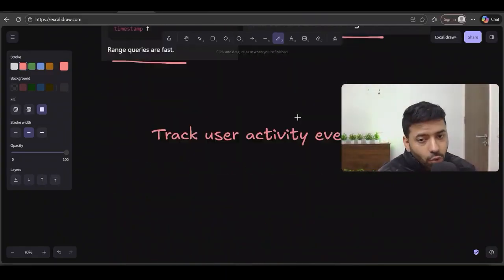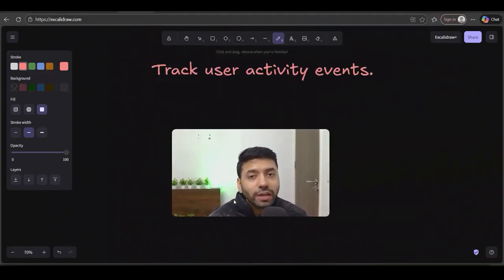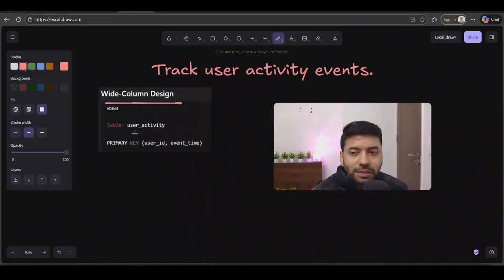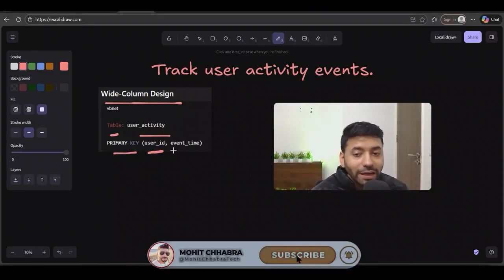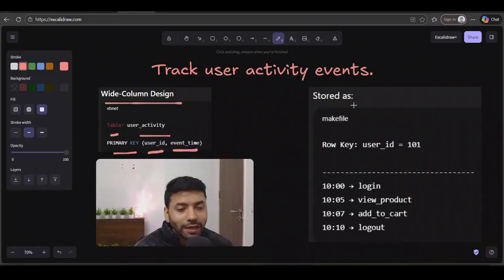Next, let's take one more example so that you get more clarity. In this example, we'll track the user activity events. So our wide column design would be something like this. Our table is user activity. Primary key is the combination of user ID and event time. Now let's see how data is stored.